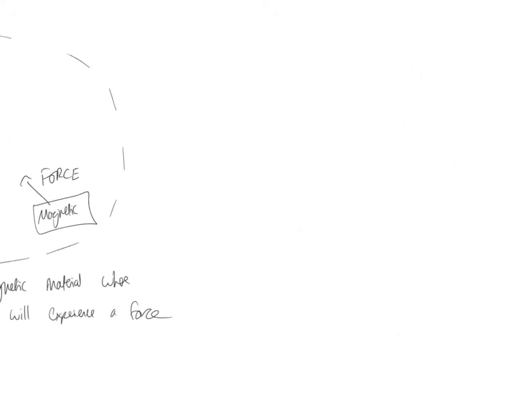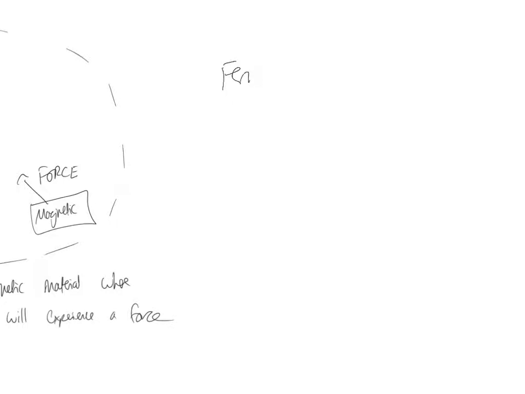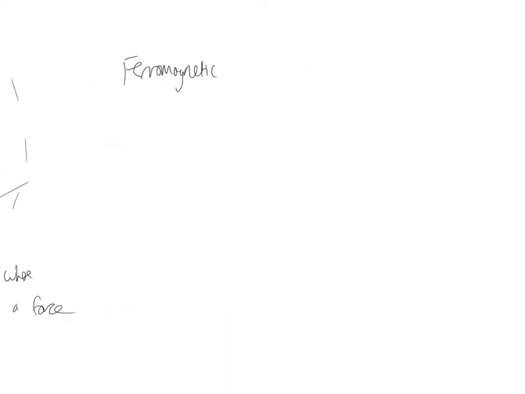You also need to know some examples of ferromagnetic materials. So when we said a magnetic material here, what we meant was actually a ferromagnetic material. Ferro is from the Latin for iron. So that gives you your first one.